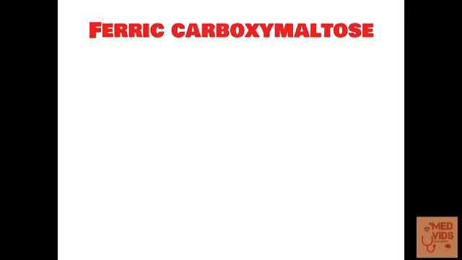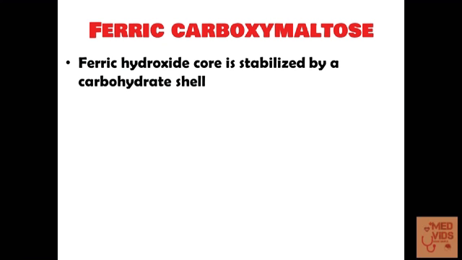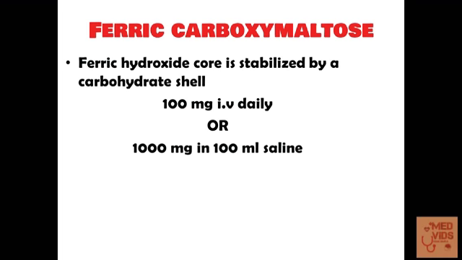Now about ferric carboxymaltose. The structure of it is a ferric hydroxide core, surrounded by a carbohydrate shell which stabilizes the structure. The dose is 100 milligram given IV every day, or a total of 1000 milligram can be diluted in 100 ml of saline and given at the same time.